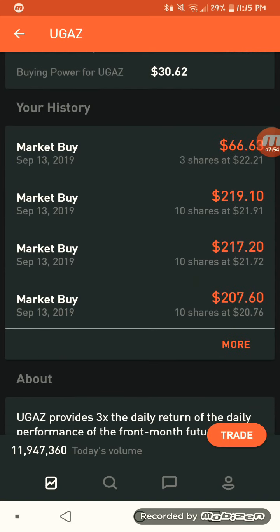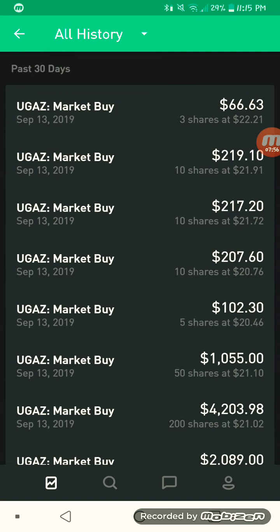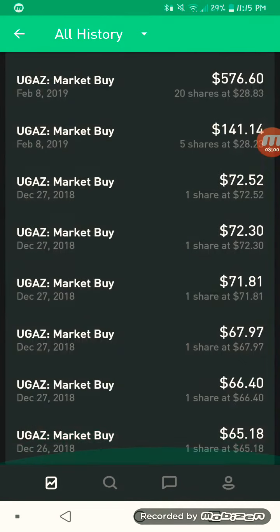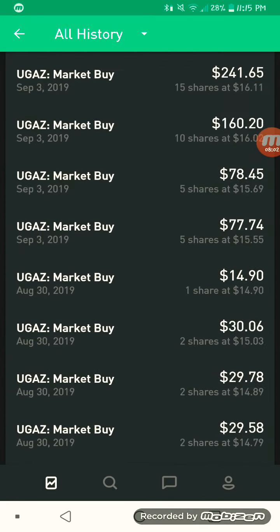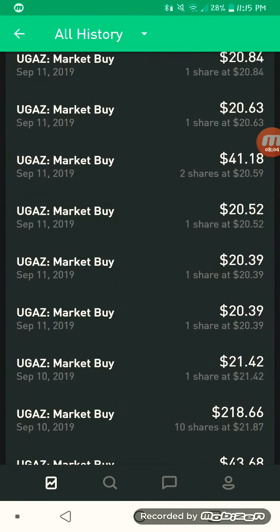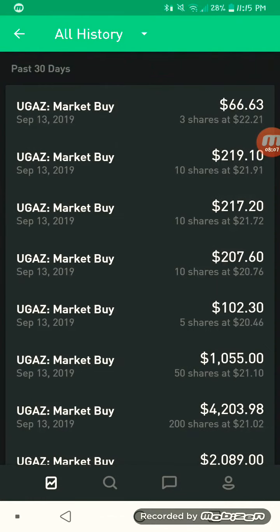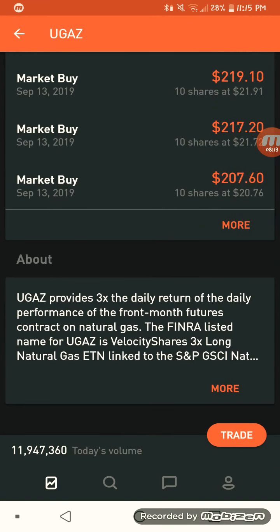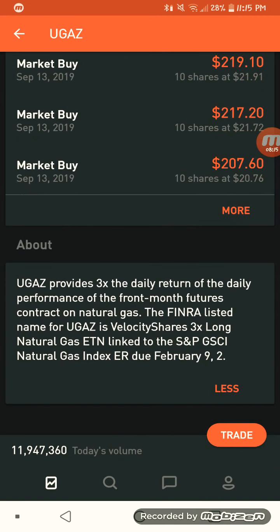And then this is your history. It's going to show all the buys that you made. So yeah, a lot of buys. That's the beauty of Robinhood. You don't get charged anything for any buy of any shares. Most brokerages charge you a fee for every single buy that you do. And then it talks a little bit about the stock or ETF, just so that you know a little bit more about it. And on the bottom is today's volume.